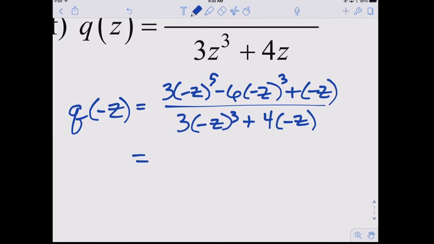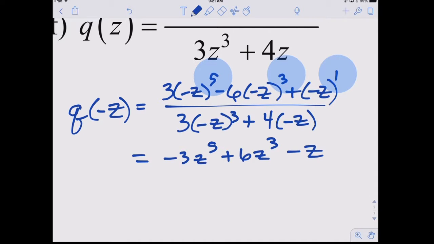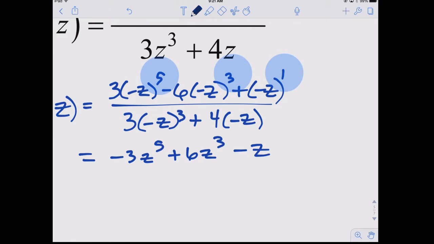So what happens to the negative in the top in all three terms? Does it stay or go? It stays, because what type of exponent do we have in the top? They're odds, okay? So that's going to be a negative 3z to the 5th plus 6z cubed minus z. All the signs changed in the top, right? So if we were just looking at that function and that function alone, we could say it's what? Even, odd, or neither. The numerator is an odd function.